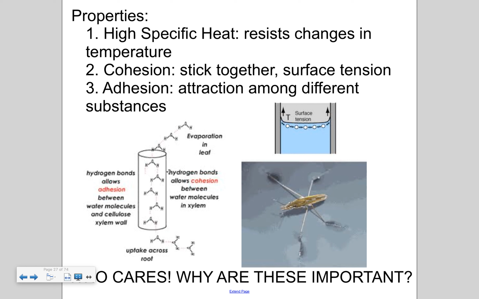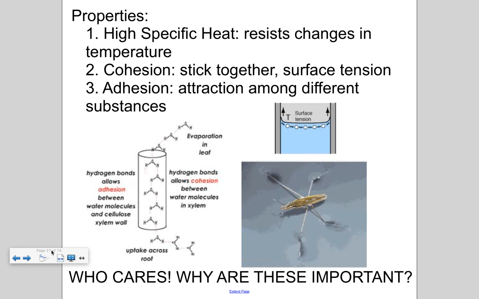Cohesion. Water molecules will stick together. Okay, they stick to each other because, again, positive and negative charges attract. And as a result, you can create surface tension, as you can see here with this water beetle. And then we have adhesion, which is attraction among different substances. So not only does water stick to itself, but it tends to stick to other molecules that could be charged.